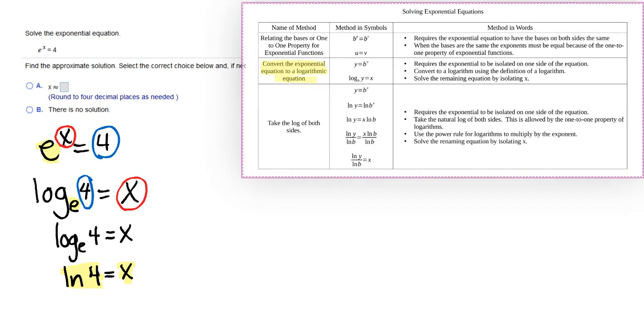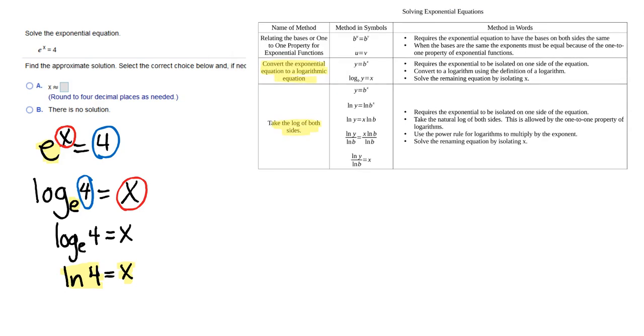using the other method of taking the log of both sides. Okay, so if we have e to the x equals 4, we're going to take the log of both sides. You can actually use any log base you want, but I always use natural log because it's available on your calculators. So I'm going to do natural log on the left and natural log on the right. Then I'm going to use the power rule for logarithms. So it brings the x out front of the log.